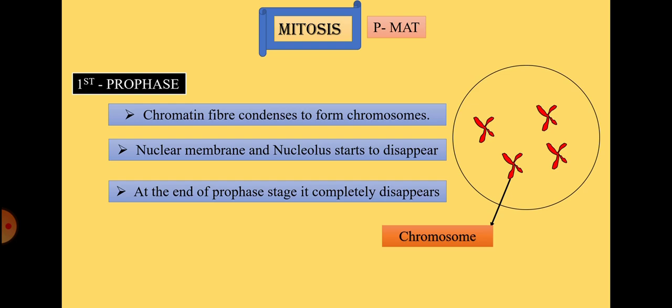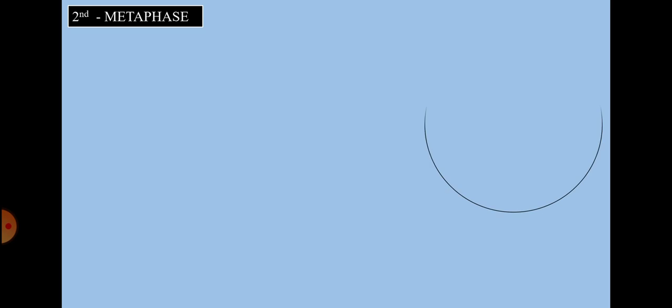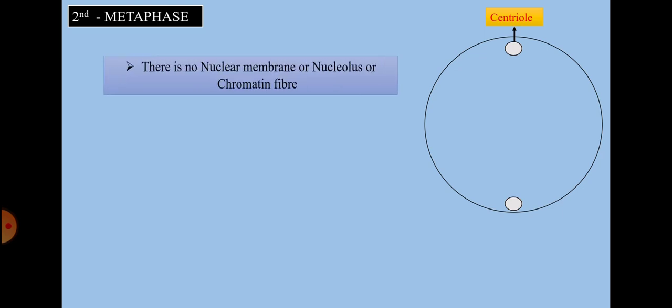Let's talk about metaphase. Now the nucleolus and nuclear membrane have completely disappeared. So what will happen in metaphase? We have our cell and our chromosomes, and also the centriole. The centriole present inside the cell will go to the opposite poles and start preparing spindle-shaped fibers. There is no nuclear membrane, no nucleolus, no chromatin fiber present, so what is present is the centriole, which will start preparing spindle fibers in this manner.